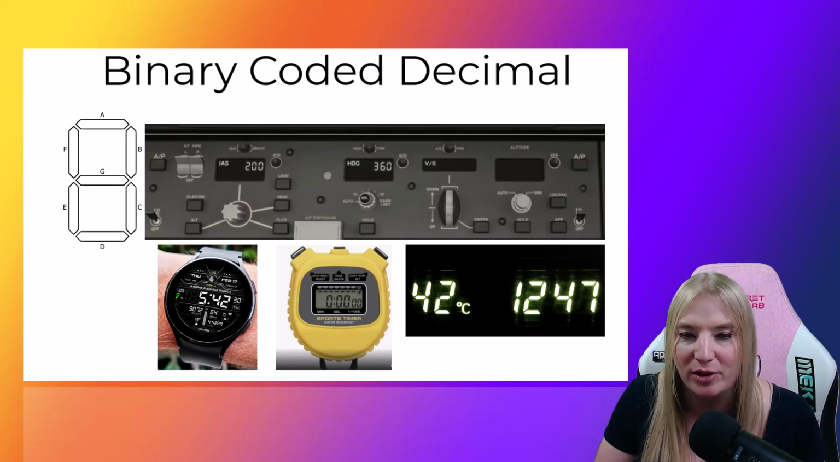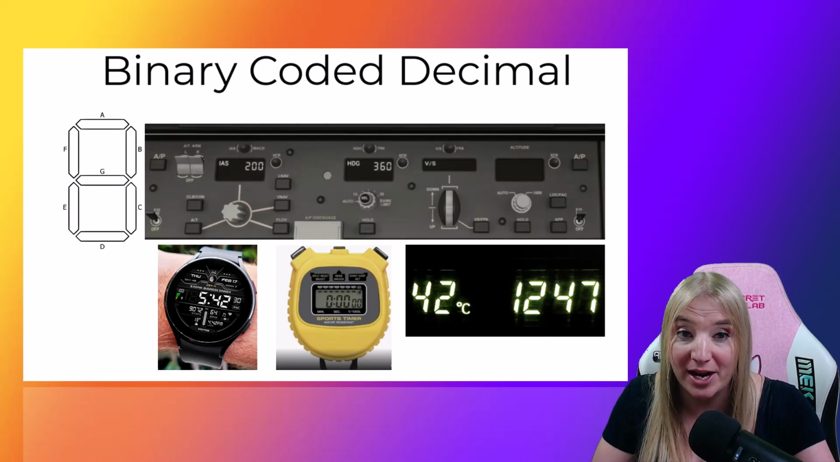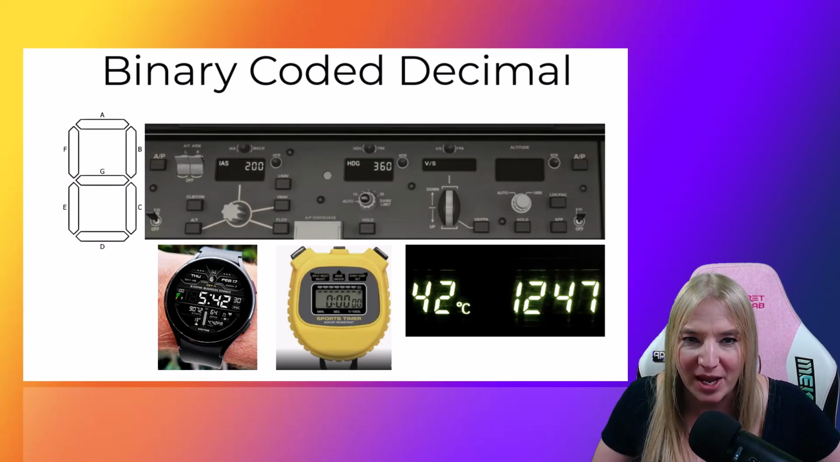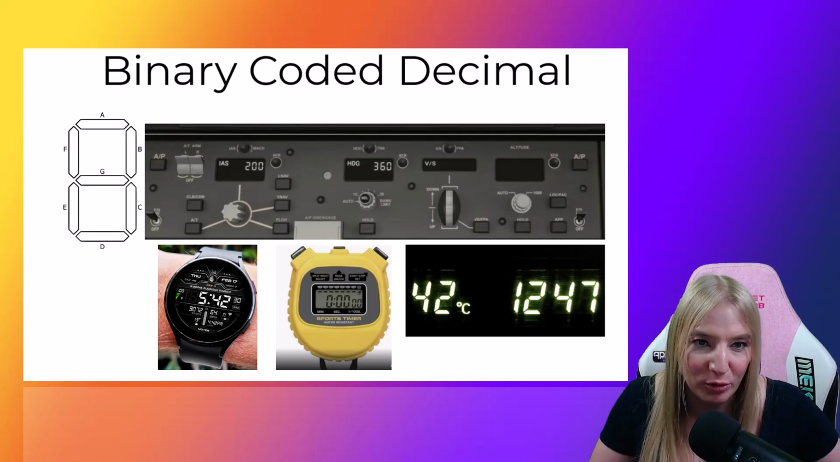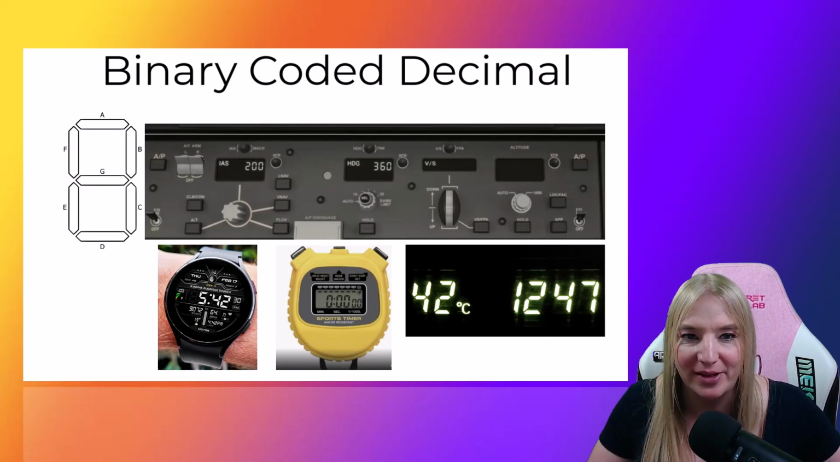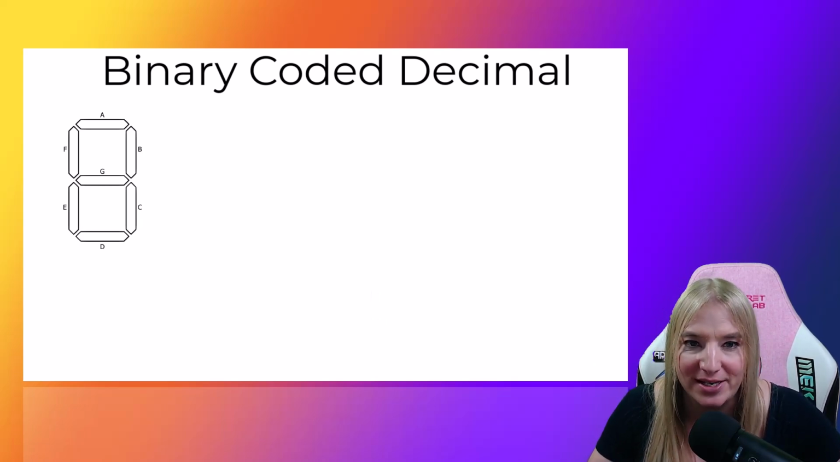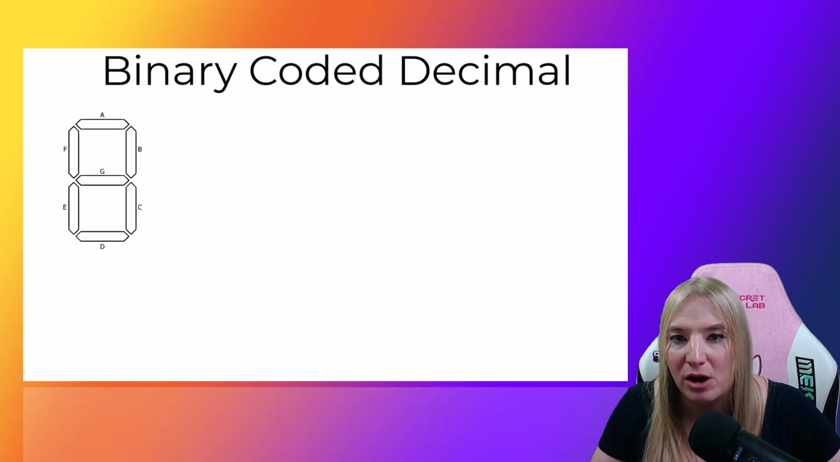So heading in an airplane, for an example, a watch, and like an actual digital watch, not a smartwatch, but a digital watch, like the old school digital watch. It's going to use something like this. And what you see on my screen right here is an example of BCD. So it basically is a very simple scheme that uses 7 segments, A through G. So A, B, C, D, E, F, and G. And it works by turning certain segments on and certain segments off.